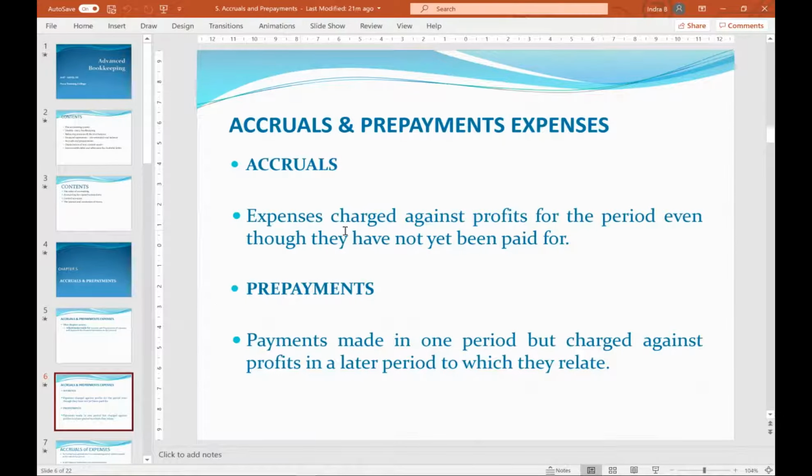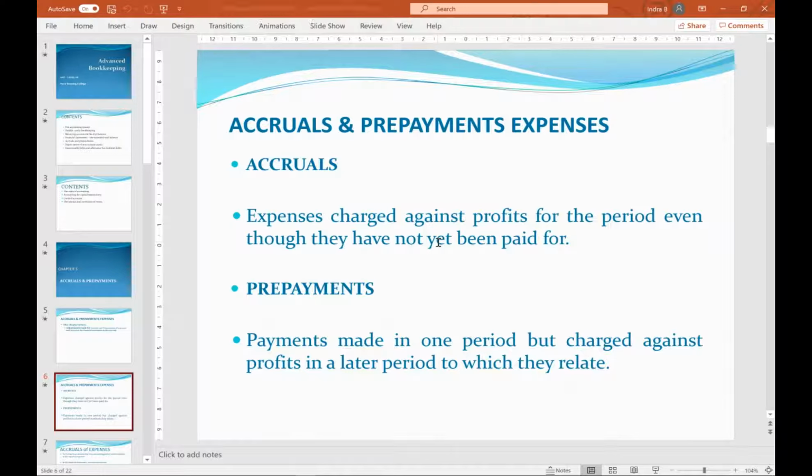Accrual: expenses charged against profit. These are the expenses charged against profit for the period, even though they have not yet been paid for. So there are some expenses during the year which were due to be paid but were not paid. When we pay for the expenses, they come through the cash book. Expenses are like rent, electricity, gas, or wages, or so many expenses whatsoever.